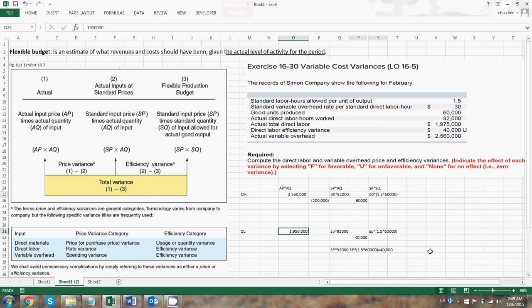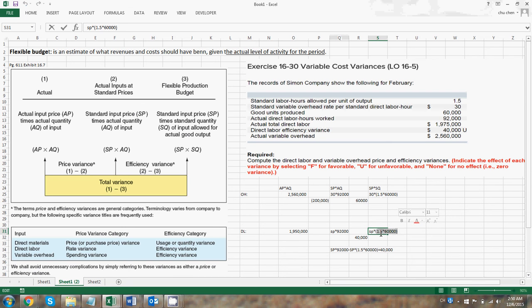Let's take a look at the second one, the direct labor price and efficiency variance. Again, for direct labor, AP times AQ, because the actual total cost is given, we don't need to figure that out. So the whole number for AP times AQ for direct labor cost will be just this one. For SP times AQ, we know AQ, the actual hours, is 92,000. But we don't know SP.